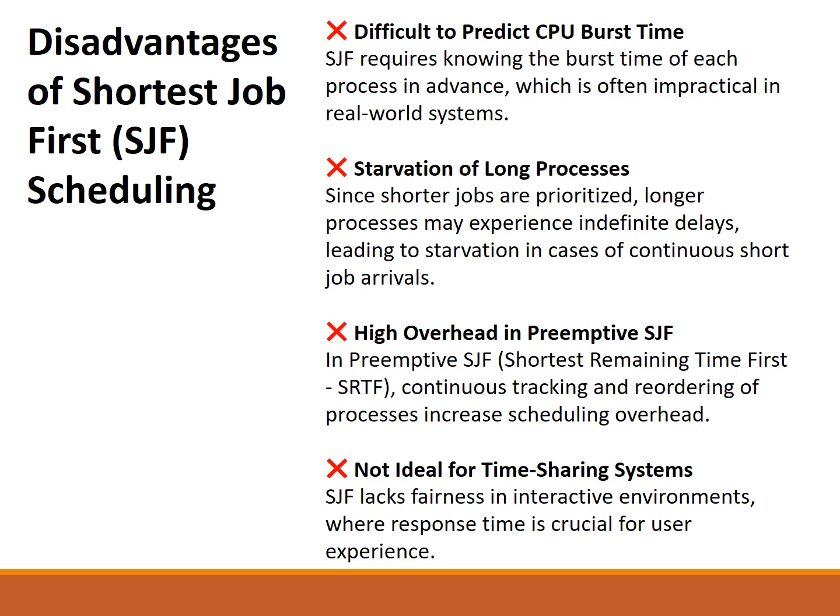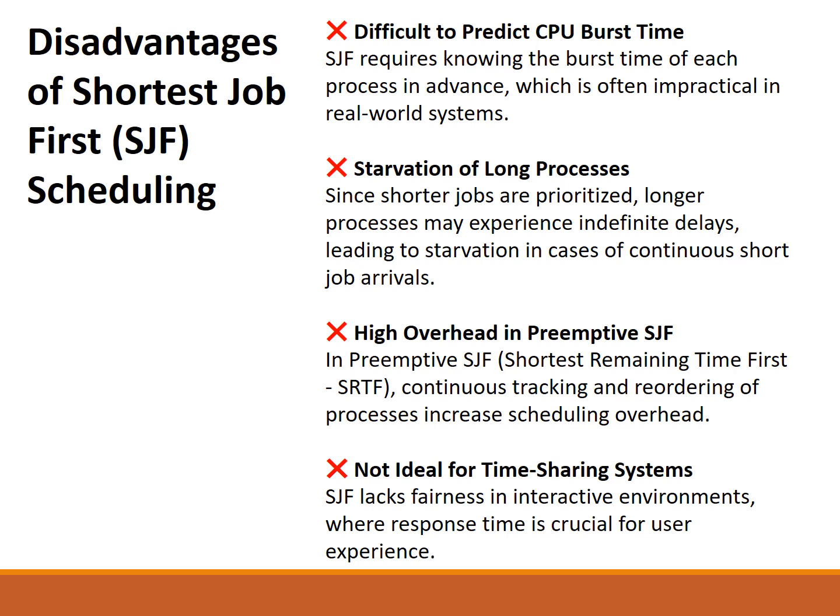While shortest job first, SJF, scheduling is efficient, it comes with several drawbacks. Let's explore the key disadvantages. Difficult to predict CPU burst time. SJF requires knowing the burst time of each process in advance, which is often impractical in real-world systems.